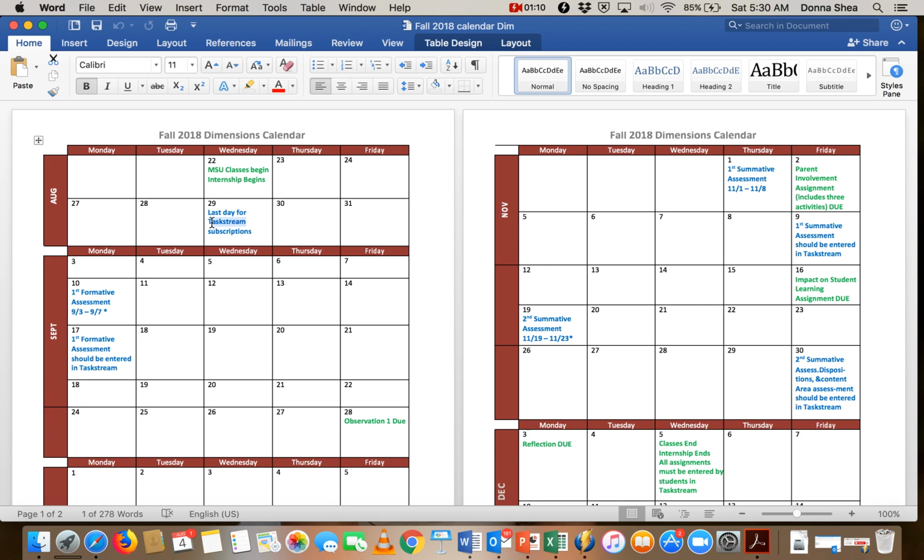TaskStream merged with other companies like themselves that had the portfolio system in place, and they became Watermark after merging. I think 3 or 4 companies merged together. TaskStream bought those out. So now those companies together are called Watermark.